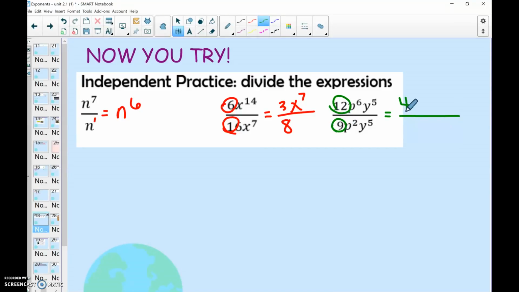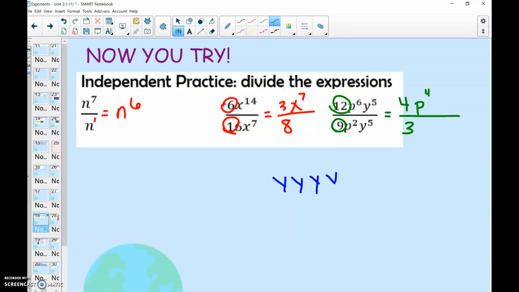12 divided by 3 is 4. 9 divided by 3 is 3. And then I got to take these groups one at a time. P to the 6th power over p to the 2nd power. It's going to end up on the top because there's more of them there. 6 minus 2 is 4. I've got y to the 5th on top, y to the 5th on bottom.